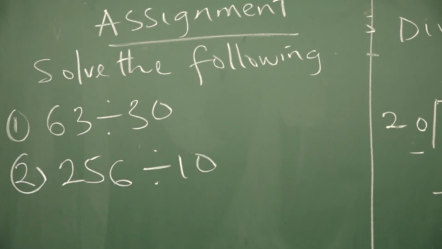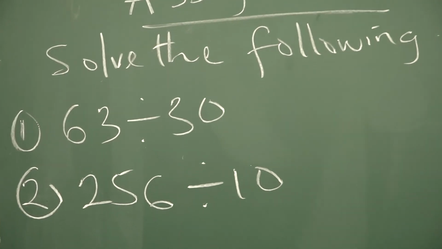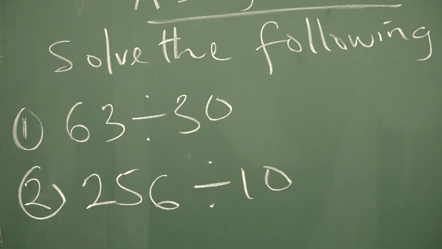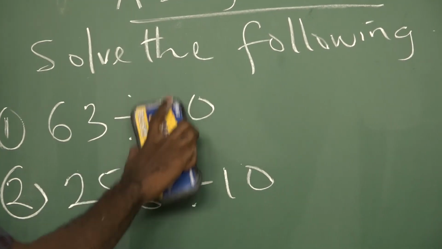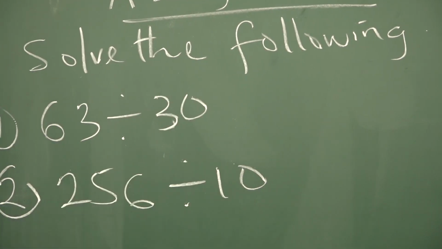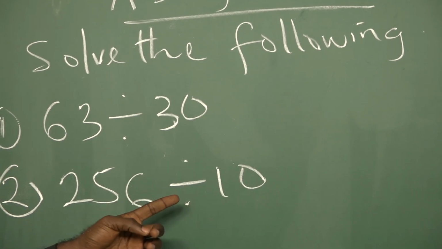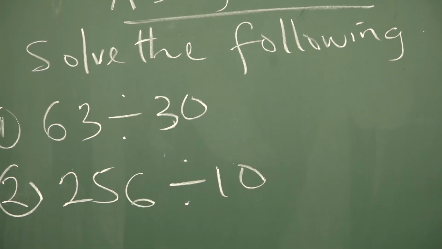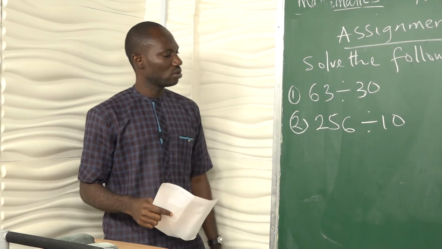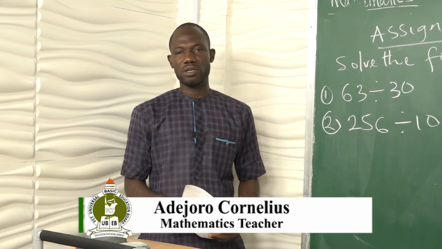So we have on the board, number 1, I said solve the following. Number 1, 63 divided by 30. This is 2 digits against 2 digits, 2 by 2. And then we have 256 divided by 10. What this means is that this is 3 by 2, the type we did in our example 2.